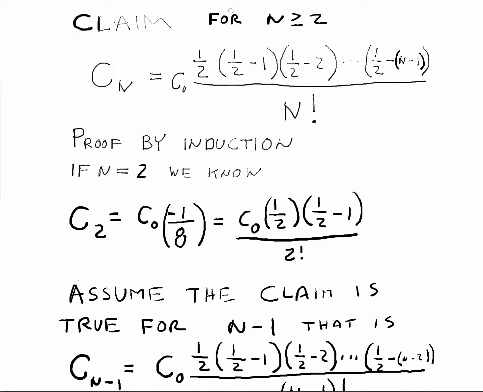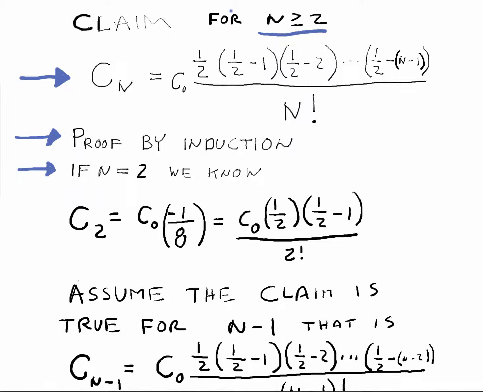So the claim is that, as in equation 12 on page 195, my coefficient c sub n is actually equal to c0 times this mess. The way we prove things like this, you may remember from algebra, is proof by induction. What we're going to do is prove that it's true when n equals 2, and then we're going to use our induction to prove it for all n.